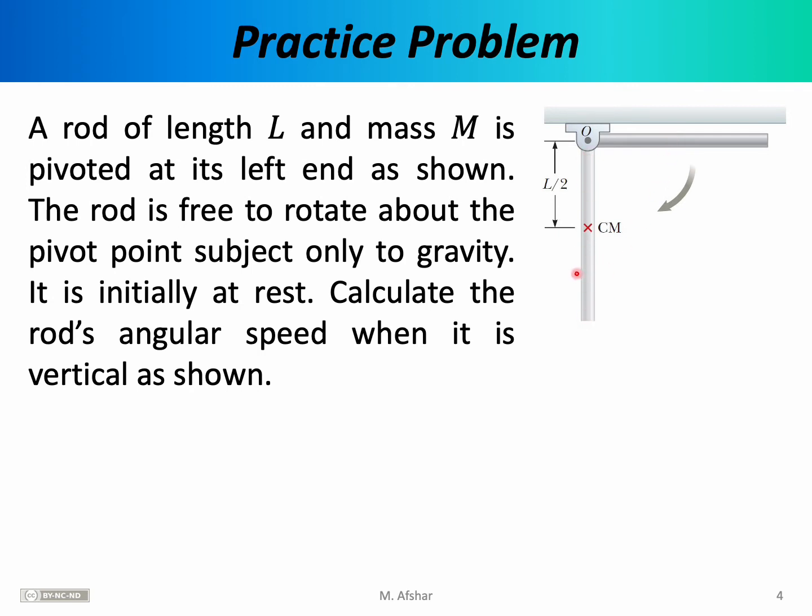The rod might swing past this vertical orientation, but for us the problem ends here. We want to know how fast the rod is rotating. We want to know its angular speed when it has rotated through 90 degrees.